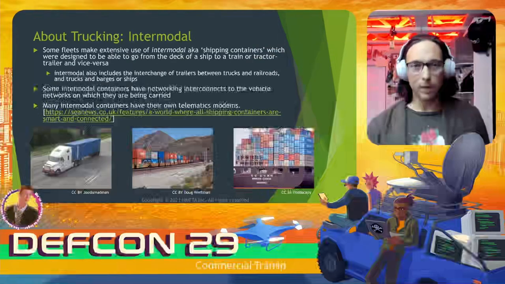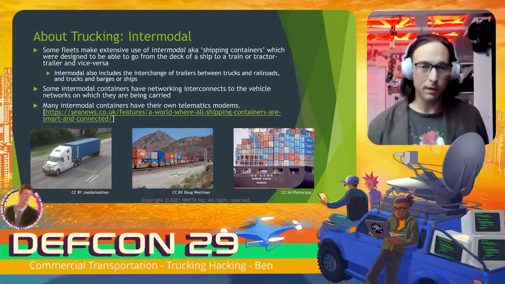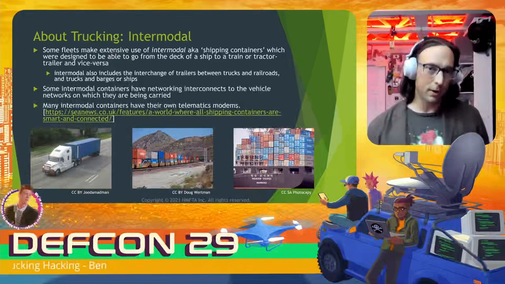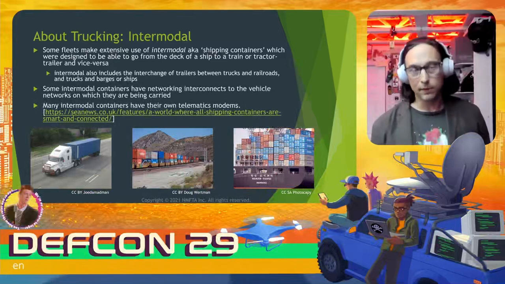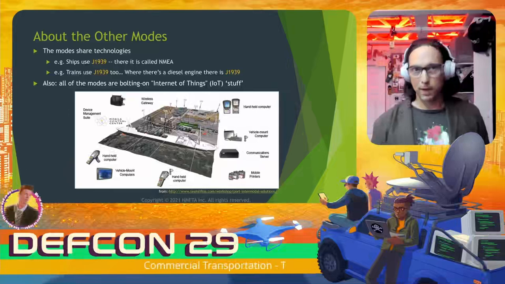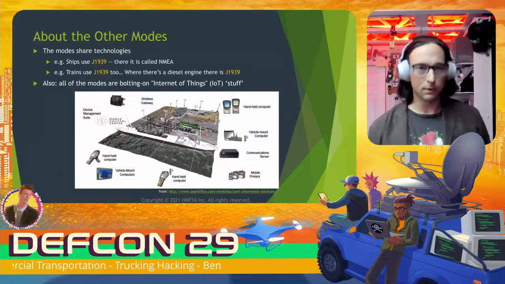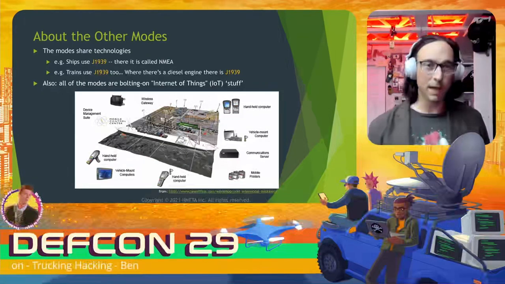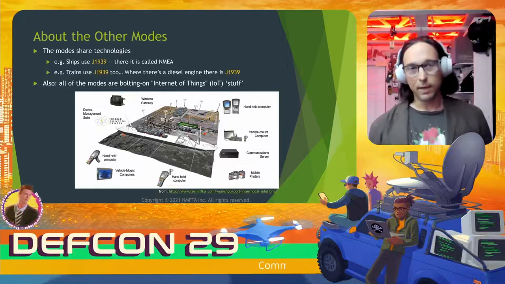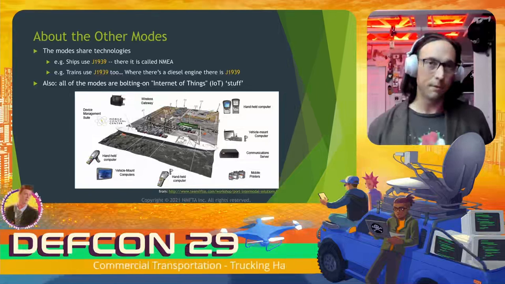Intermodal, briefly: a lot of people recognize intermodal as containers. A lot of fleets make extensive use of them, transferring them from train to ship to trailer as they're designed to do. We've heard that some intermodal containers actually have their own networking interconnects, and many of these containers have their own telematics modems. So that's just another way that things are all interconnected. I'm not an expert in the other modes here, but it's important to let you know what they are and that they all share technologies. So ships also use J1939, and there it's called NMEA. Trains also use J1939 because they have a diesel engine, although on the trains, a lot of times the diesel engine is set up as a generator and not as a motor to move the train.